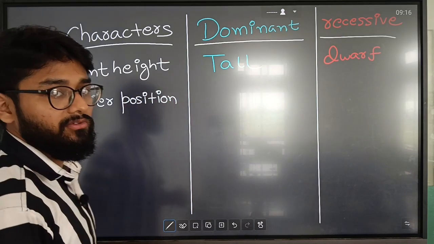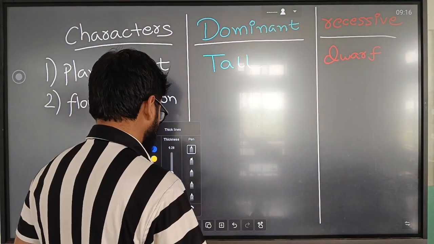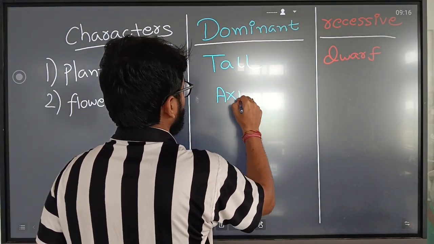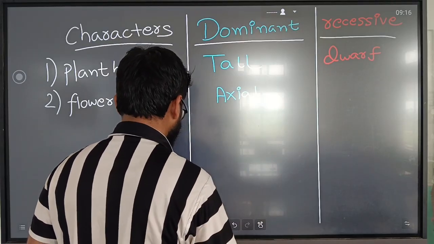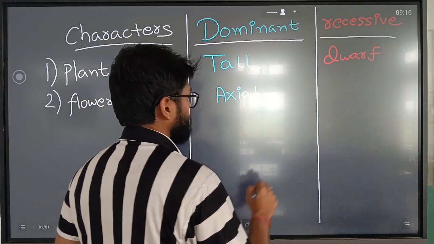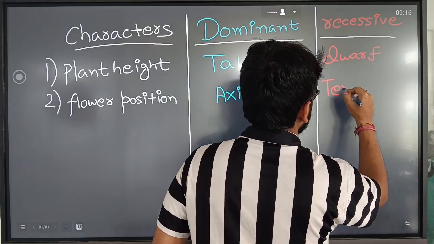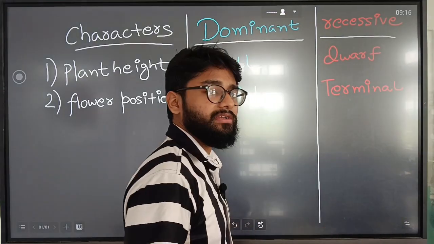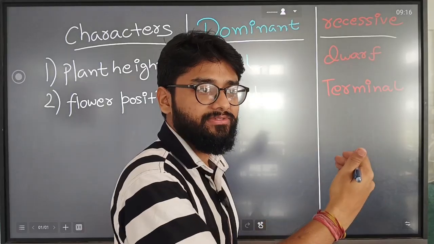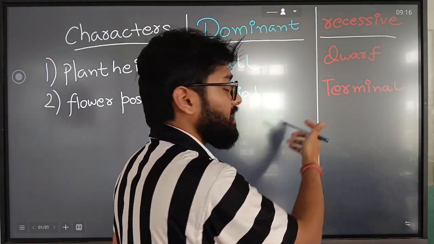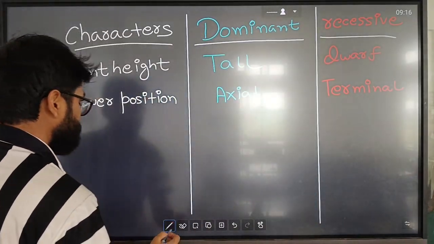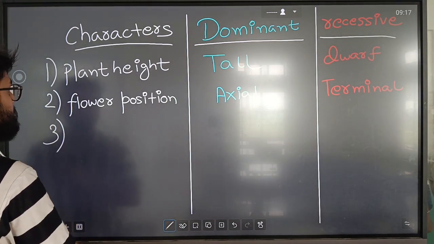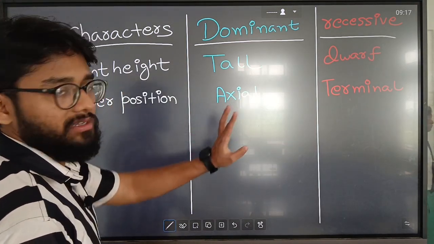Flower position, where is the flower exactly? That will be axial, which is the dominant part, and terminal, which is the recessive part. Axial and terminal, no need to get confused, they simply represent where exactly you will find your flower. Then we come to the third. Plant height and flower position are done.